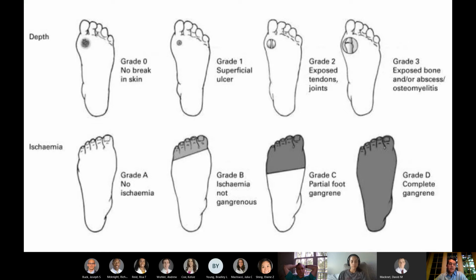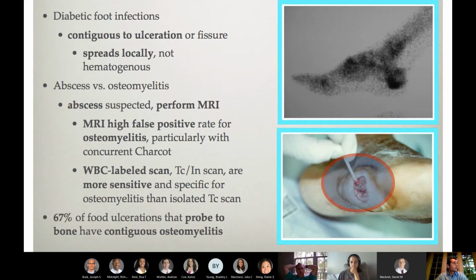Also, you need to look for ischemia with gangrene. That's a really bad sign if somebody just shows up with frank gangrene or ischemia of their toe. The other thing is a painful ulcer. You need to think about a vascular underlying issue. What we see is a probe to bone test. This is that 70%: foot ulcerations that probe to bone have contiguous osteomyelitis. So that's why we use that.